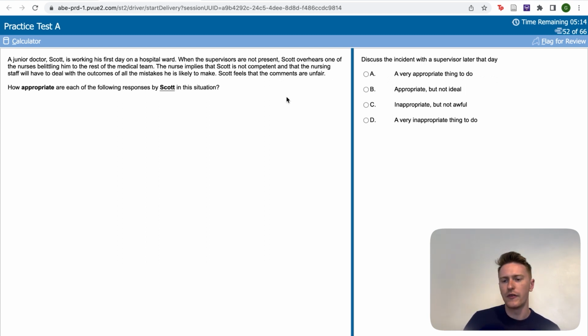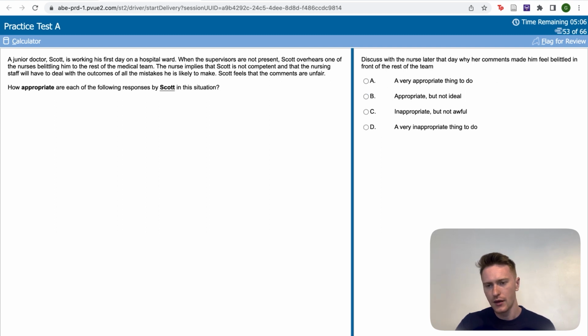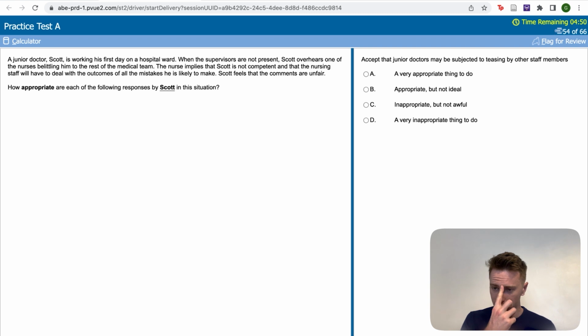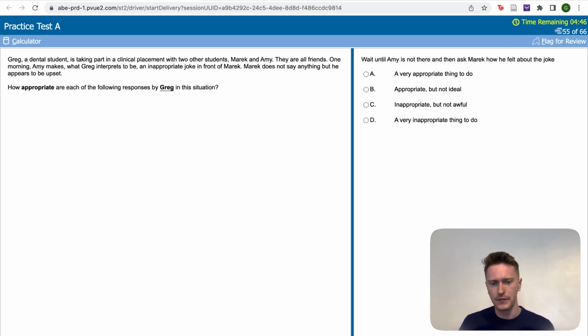Discuss the incident with the supervisor. This is appropriate, it's not a bad thing. It absolutely is a good thing. However, it's not dealing with the problem in front of you, so it's not ideal. Discuss with the nurse later that day. I don't like the fact that it's later that day, but nonetheless, why her comments made him feel belittled. I think that's very appropriate. You're asking the nurse to feedback, basically, and just explain their behaviour. Accept that junior doctors may be subjected. No, they shouldn't be.